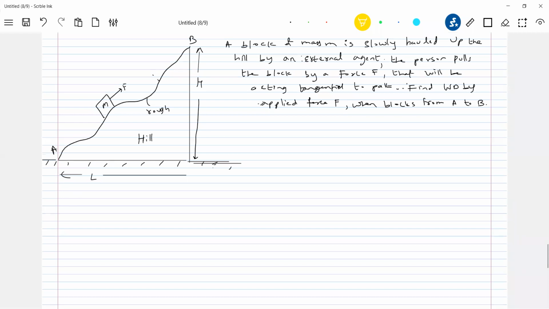Read the question. A block of mass m is slowly hauled up a hill by an external agent. The person pulls the block by a force F. External agent is the person only. That will be acting tangential to the path. Find the work done by applied force F when the block moves from A to B.